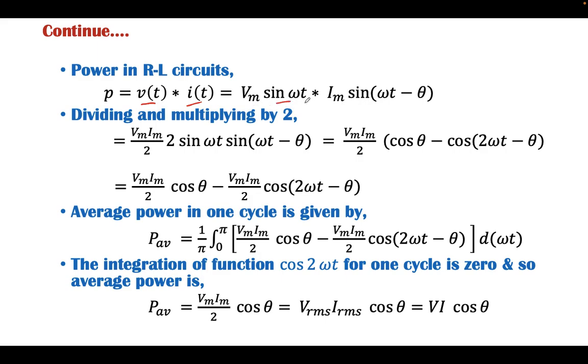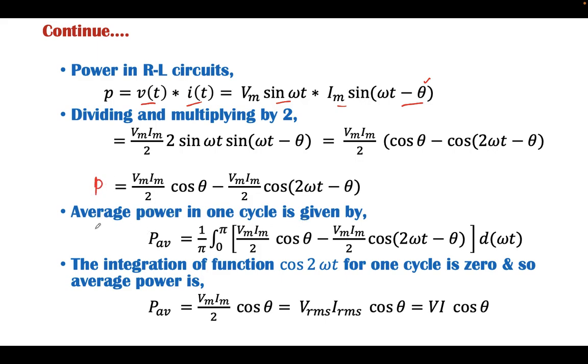It is Vm sin omega t times Im sin(omega t minus theta). Here minus is taken because current lags the voltage by an angle of theta. Multiplying these two functions and simplifying, the resultant value of P will be equal to this. This is also an instantaneous value.